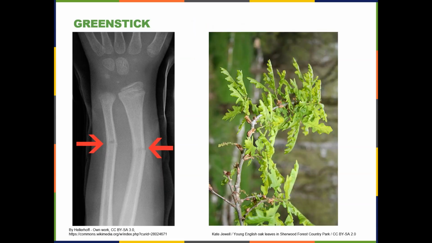A green stick fracture occurs when only one side of the bone is broken and the other side bends. This occurs more often during adolescence because the bones are more flexible with a higher amount of collagen fibers and less hydroxyapatite. This is called a green stick because it's similar to how a young twig will bend without snapping.